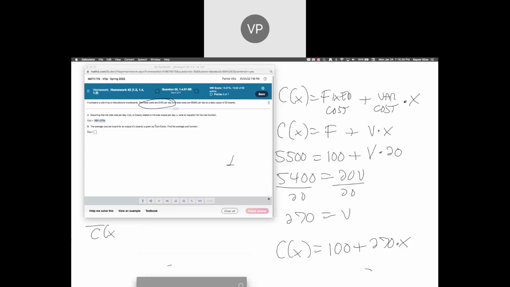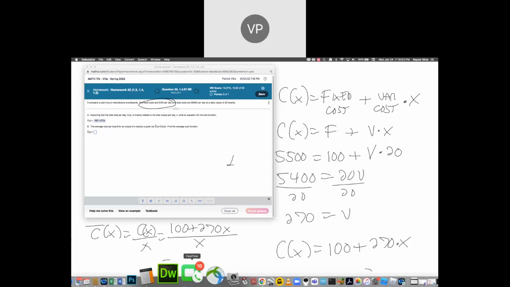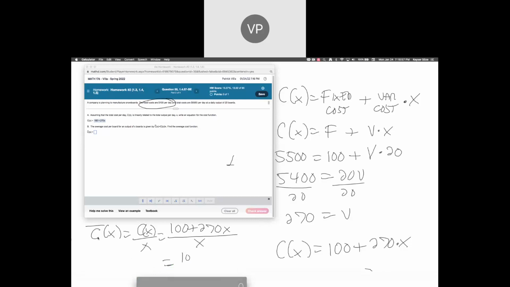Average cost is going to be C(x) over x. Well, we have C(x), which is 100 plus 270x. We divide that by x, and you can simplify it to 100 over x plus 270, or I would just leave it as that original function right there.